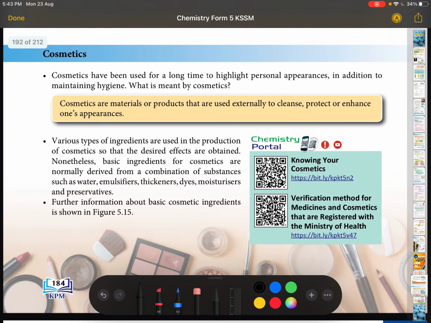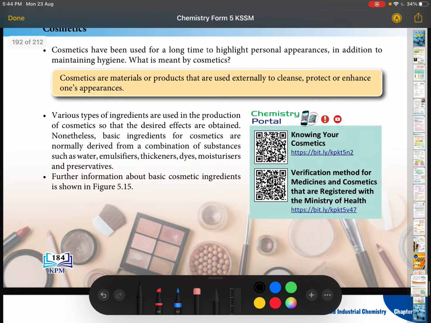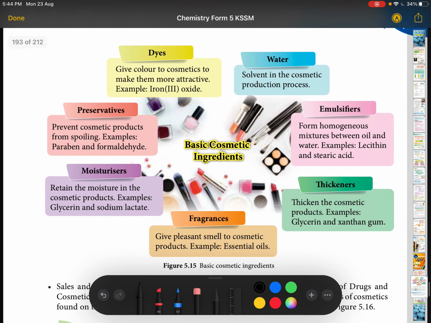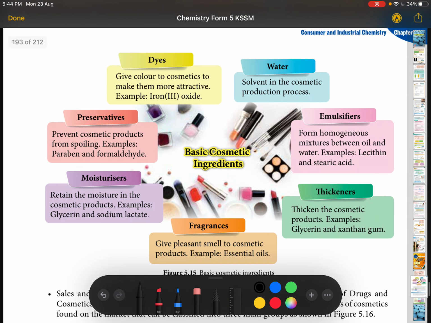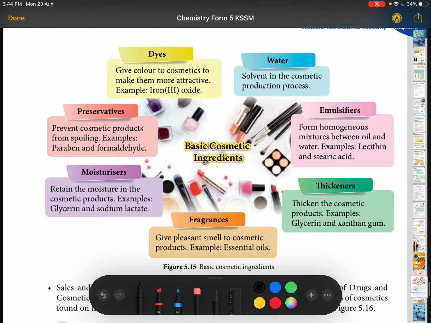Next is cosmetics. Cosmetics are materials or products that are used to cleanse, protect, or enhance someone's appearance. There are many types of cosmetics. There are dyes, which are to give color. They contain iron. Why would you put iron into your thing? Never mind. Next is water.